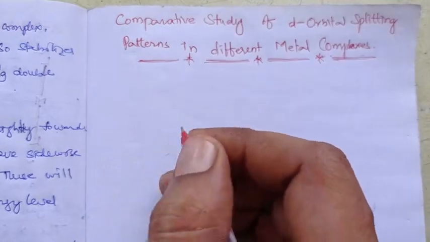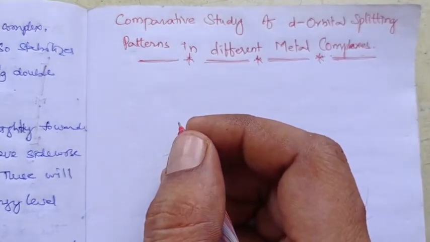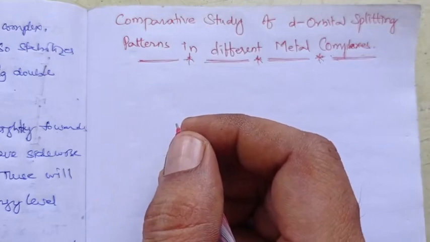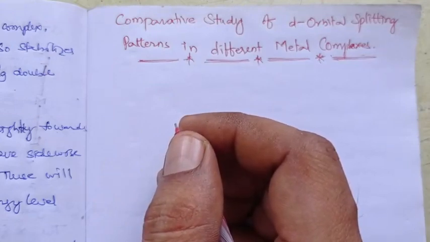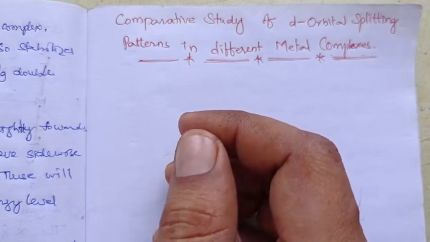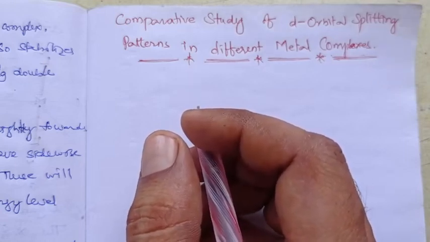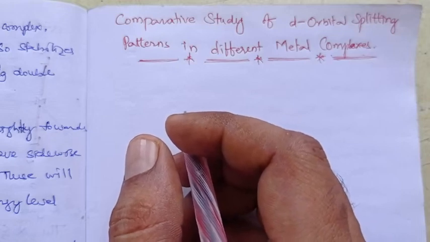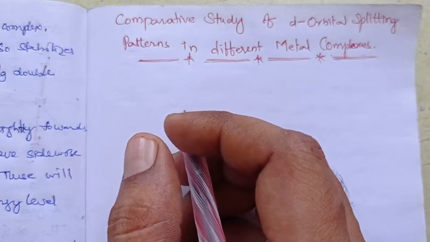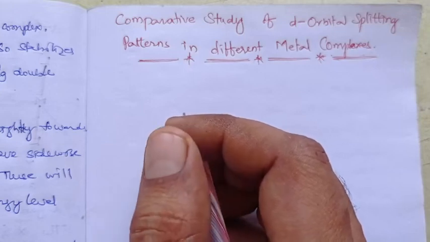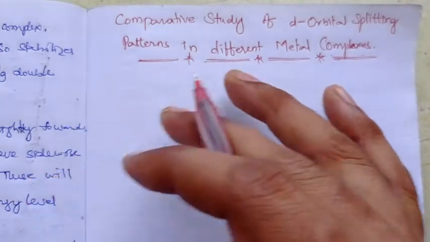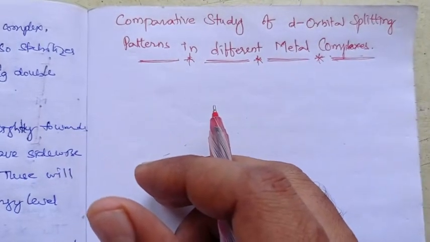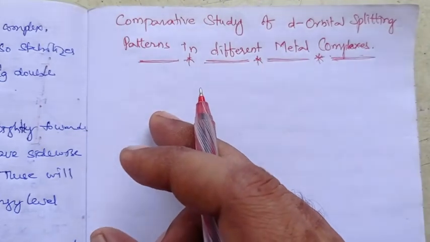Hi everyone. Today I am going to explain the comparative study of d-orbital splitting patterns in different metal complexes. Before this, we have discussed the d-orbital splitting pattern in octahedral, tetrahedral, distorted octahedral, square planar, trigonal, and linear complexes. Now I am going to put all of them together and explain all the splitting patterns in one picture.